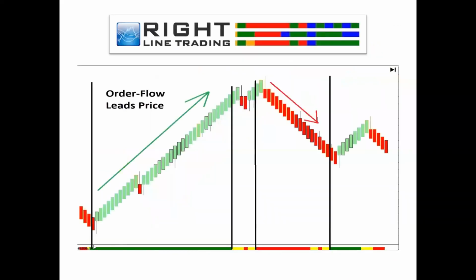Here's another example. You're going to get order flow turn first. Price is going to head up. Yellow, we don't trade. Red, we're going to head down. Green, we're going to head up. It's extremely accurate. I'm going to show you that on charts.